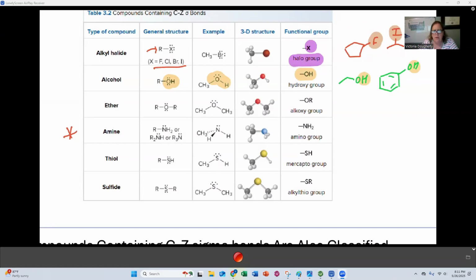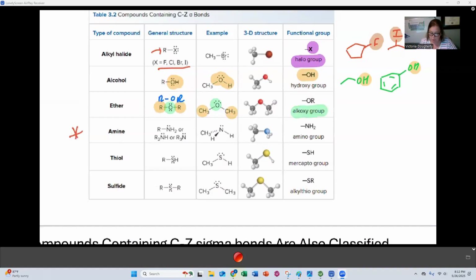Ethers are very common. Instead of having an OH here, they have an ROR. You've got your two R groups flanking this oxygen atom in the middle. The OR group itself is called an alkoxy group. And so now the oxygen can be part of the core molecule.